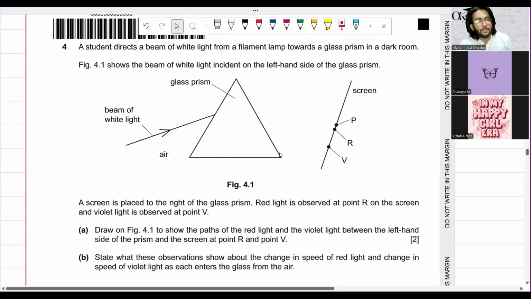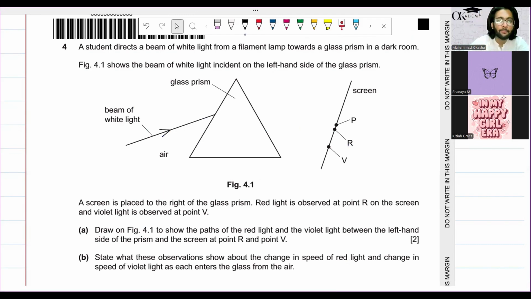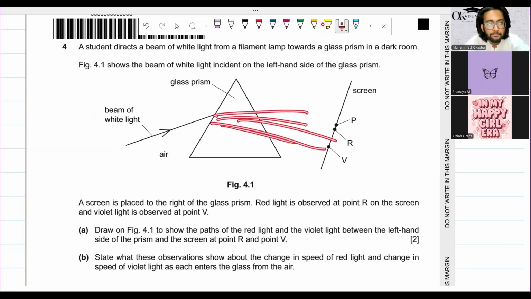A student directs a beam of white light from a filament lamp. We know that white light is actually a bunch of lights together. A lot of lights add up together to form white light, and when you pass it through a prism, the light breaks down into different components. A student directs a beam of white light from a filament lamp towards a glass prism in a dark room. Figure 4 shows the incident light on the left-hand side of the glass prism. A screen is placed on the right of the glass prism.